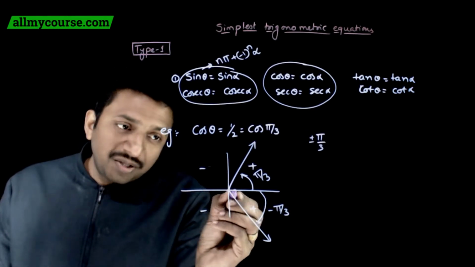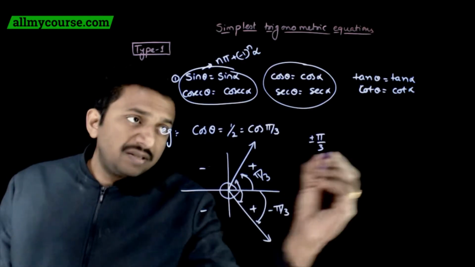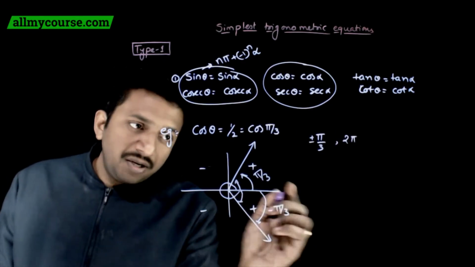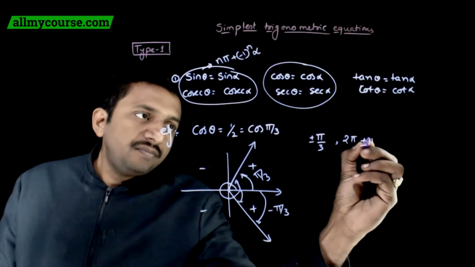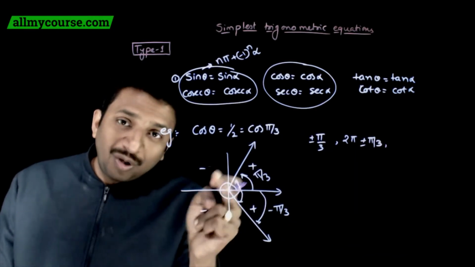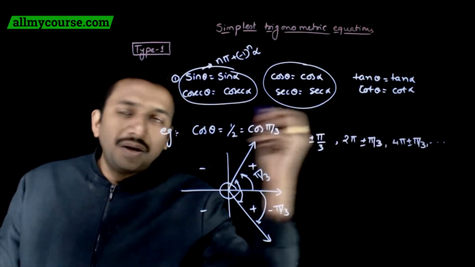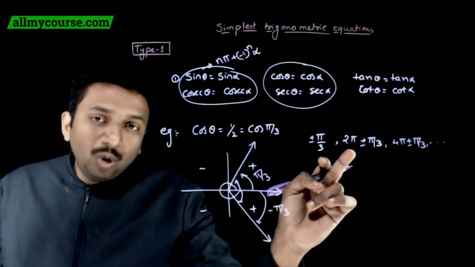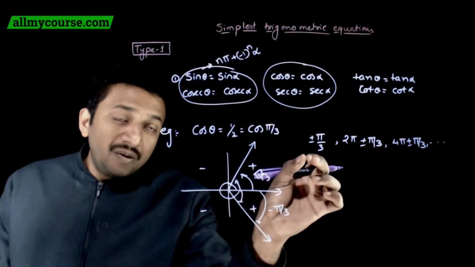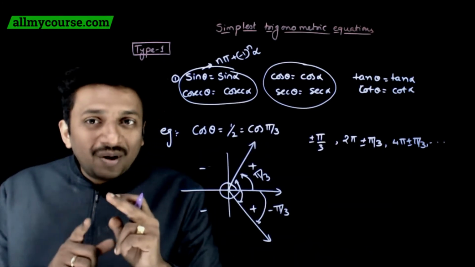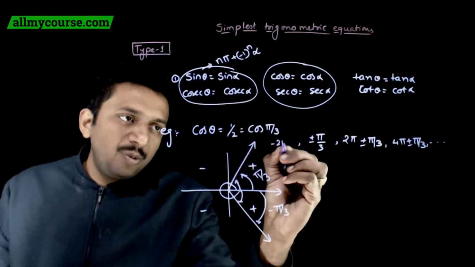And what are the other solutions? If I complete one rotation, 2 pi plus or minus pi by 3, right? So I can start with 0 and go for plus or minus pi by 3. After one rotation, plus or minus pi by 3, and after two rotations, plus or minus pi by 3. So on. Plus or minus pi by 3, 2 pi plus or minus pi by 3, 4 pi plus or minus pi by 3, and so on. Right? Now, once you have these solutions, you need to think about a general way in which you can write them. This pattern goes, and you can also write minus 2 pi plus or minus pi by 3.